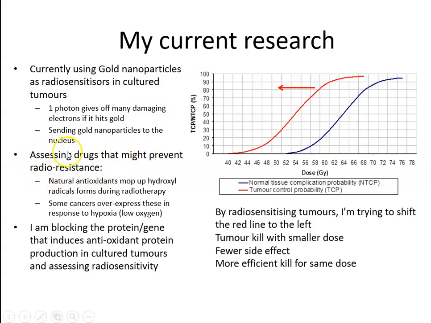So the other part of the research that I'm doing is assessing drugs that might prevent radioresistance occurring. So some tumours seem to be naturally resistant to radiotherapy. If you can give agents that block these proteins that mop up reactive oxygen species, then that might help. So I'm blocking a particular pathway which is known to induce the antioxidant response and is known to be associated with radio resistance. I'm blocking that pathway in these little mini tumours that I grow in the lab and trying to see if that is a radiosensitizing mechanism.